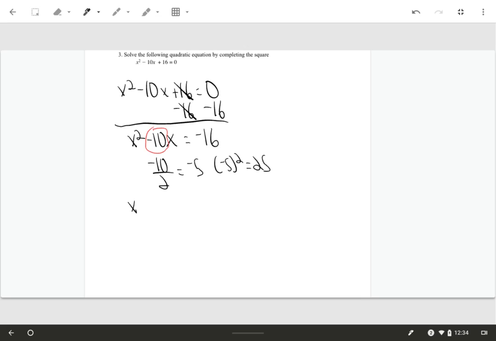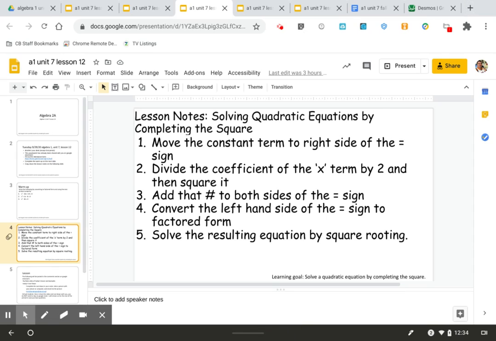So add 25. So x squared minus 10x plus 25 equals, so that will be the left-hand side. The right-hand side is going to be negative 16 plus 25, which is 9. Okay, so that was step 3.